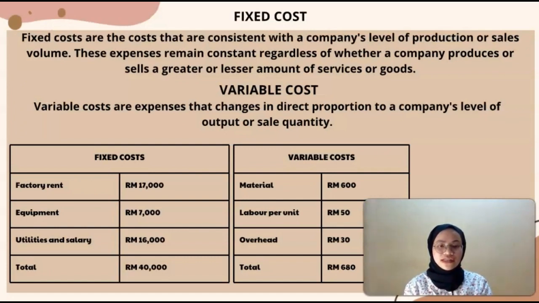Next, I will explain about variable costs. Variable costs are expenses that change in direct proportion to a company's level of output or sale quantity. As the table below shows, variable costs include material, labor per unit, and overheads, and the total is RM 680. Basically, the variable cost always changes. It's not a fixed amount.